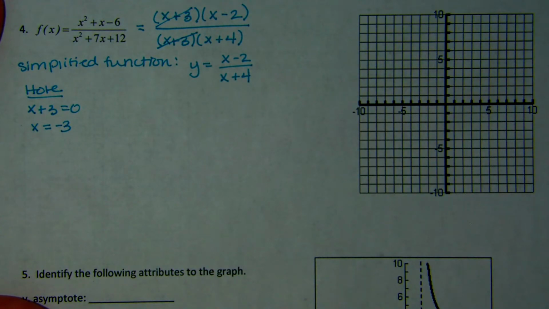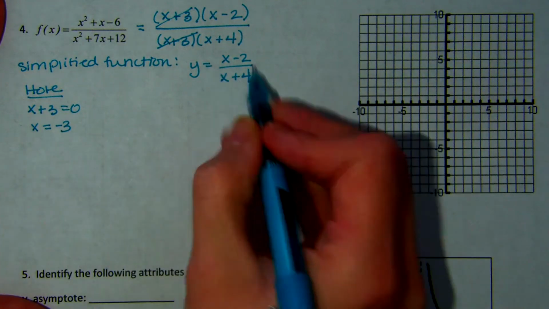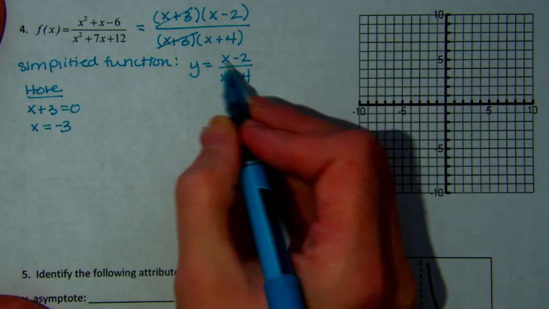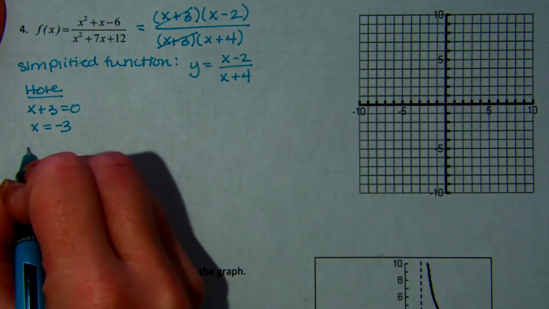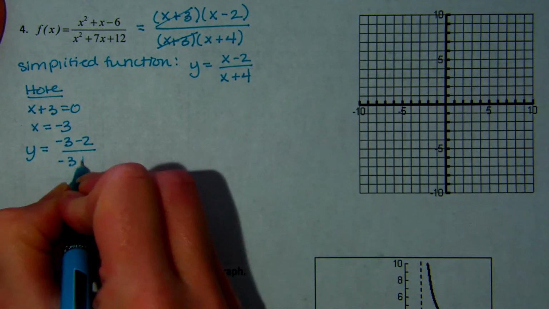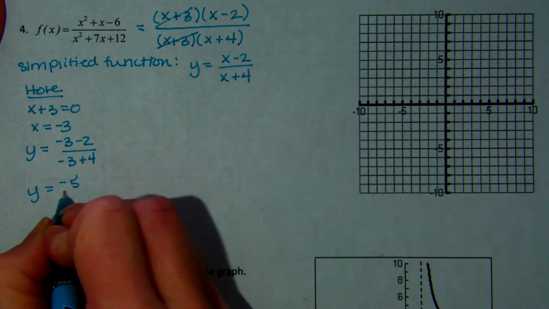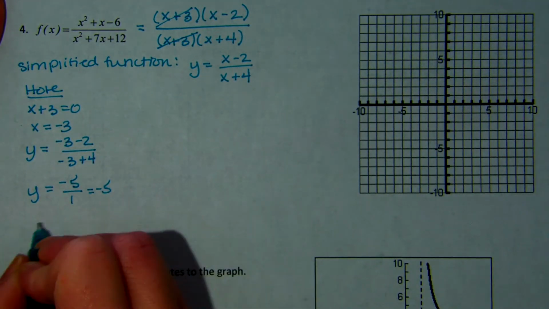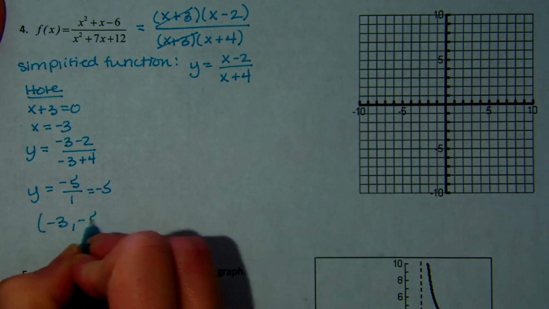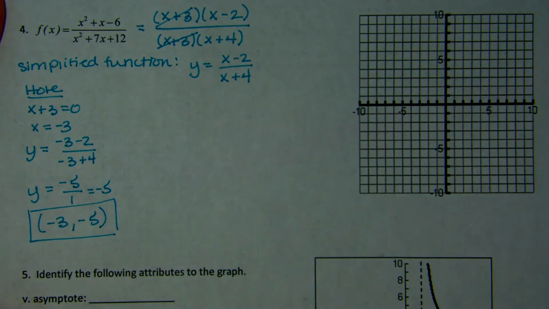Remember, a hole is a point, and so we have to find the y value there. We do that by plugging your x value into your simplified function and solving for y. So y equals -3 minus 2 over -3 plus 4. That is -5 over 1, which is just -5. So our hole is at -3, -5. Nice, pretty numbers. That's easy to graph.